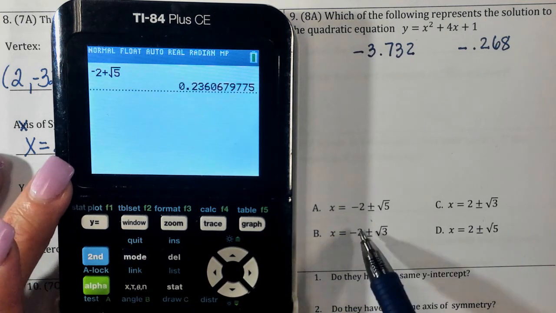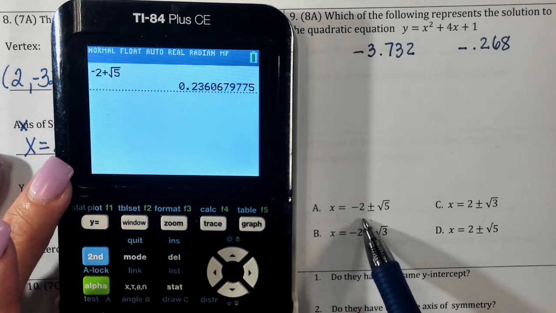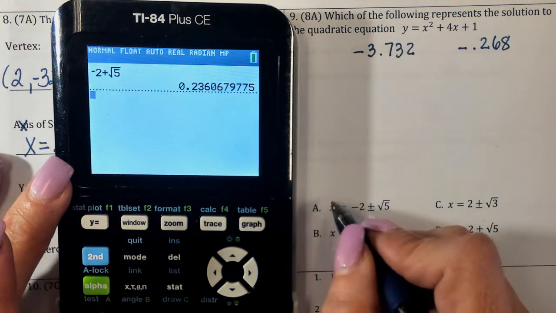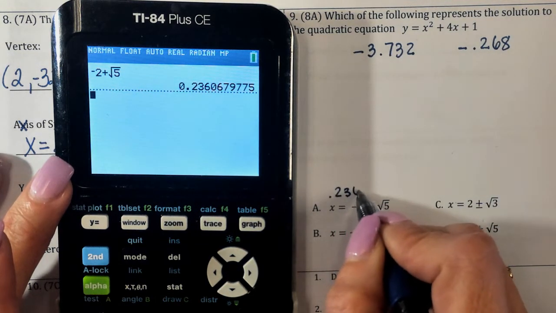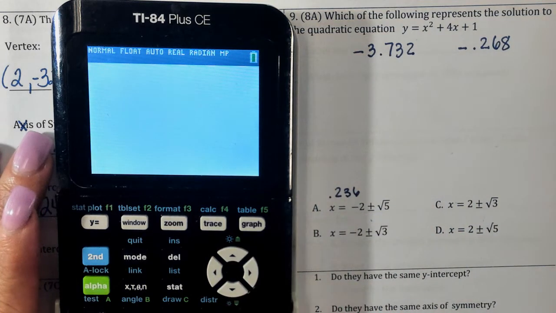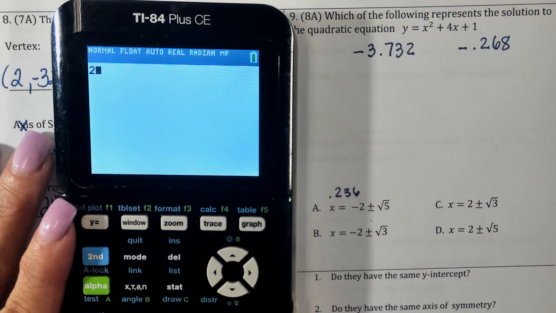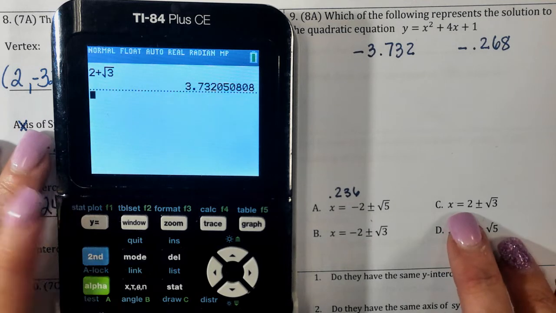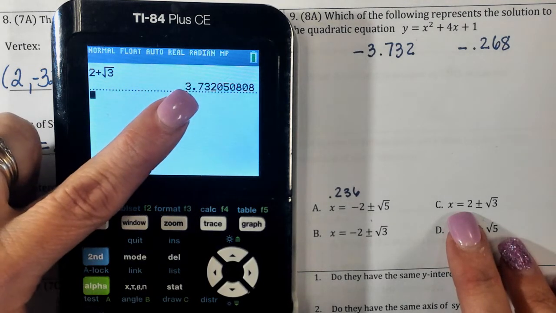All right, so this one is 0.236. Okay, it's close, but it doesn't match. I'm going to put what it is right here, 0.236. I'm just going to do one of them. If one of them works, then I'll do the other. 2 plus second square roots of 3. I'm doing C right now. I'm going across. Oh, look at that. Oh, but it's positive, and I need a negative.